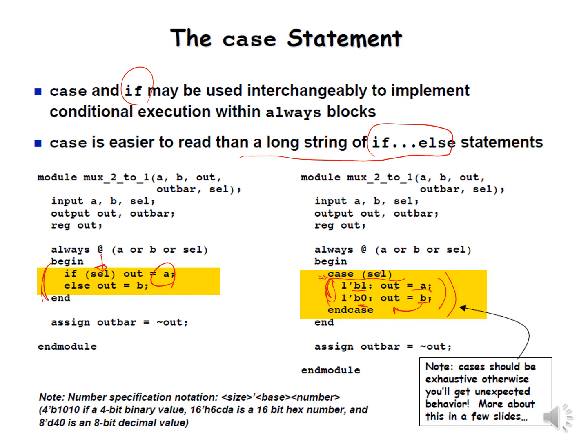For example, if sel is multi-bit, like 4 bits, you can describe the 0000 case, the 0001 case, and all the different cases you can specify like that. So it is much easier to read for identifying what is going on.